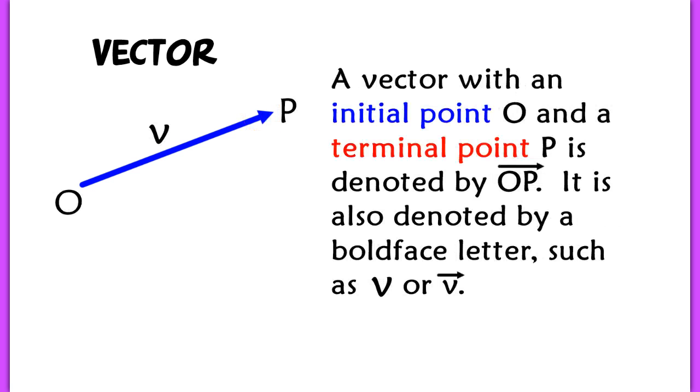In the coordinate plane, a vector with an initial point O and a terminal point P is denoted by OP with a little ray above it. So it kind of looks like a geometry term for ray. It's also denoted by a boldface letter, in this case V, or you can also denote that, in your homework, because it's really hard to show that you're using a boldface V, you can use a little ray above that. So it's either using the initial and terminal point, or using just one single lowercase letter in boldface. That's how you're going to see it in your textbook a lot of times.